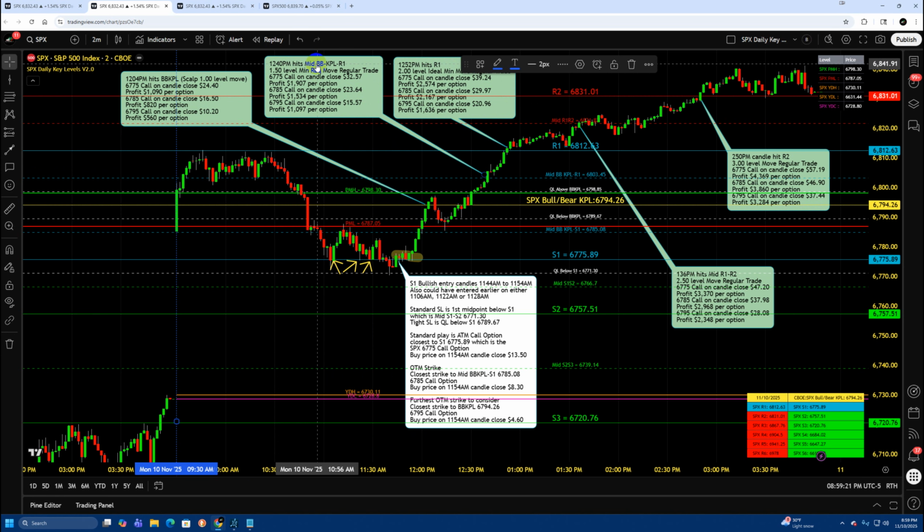At 12:40 p.m., it hits the mid BBKPL of 1.5. That is a 1.5 level move from the level we're trading, S1. That's one level, another half level, 1.5 levels. The 67.75 call on the candle close is 32.57. Your profit is $1,907 per option. The 67.85 call on the candle close is 23.64. That's a profit of $1,534 per option. The 67.95 call on the candle close, remember you only paid $460 for that, 15.57, profit $1,097 per option.